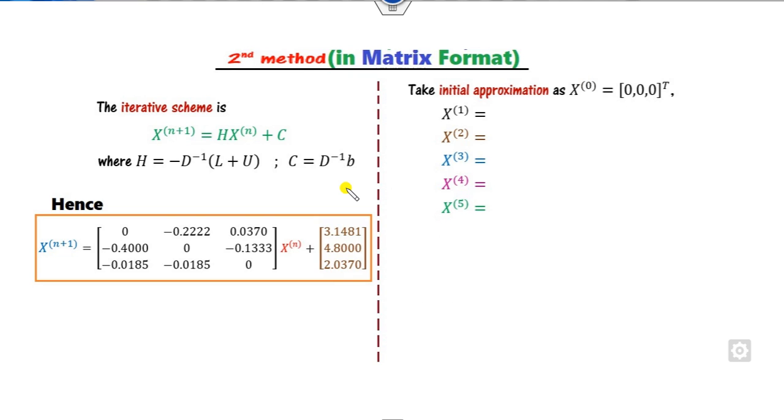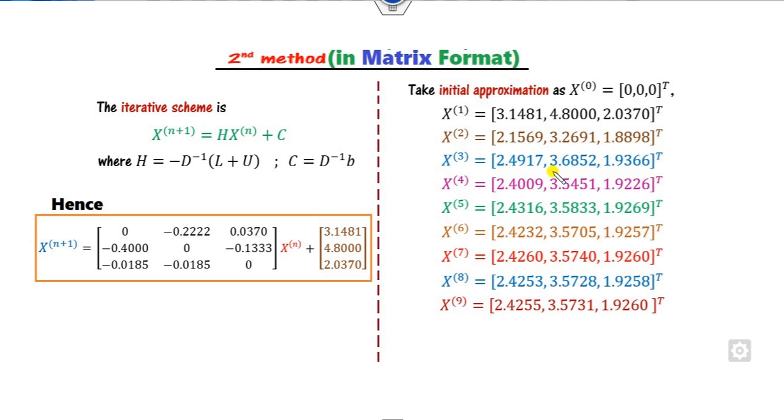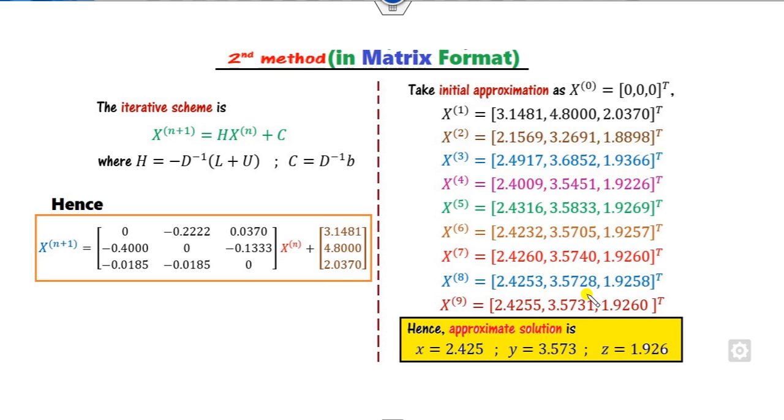Then you can start with the initial approximation. Substitute this value here in the matrix format. You will get x1, x2, x3, x4. Again you can see the decimal places are not matched. We can find x6, x7, x8 and x9, and you can see they are matched up to 3 decimal places. Your required solution will be here. So it will take very little time if you are using the calculator frequently.